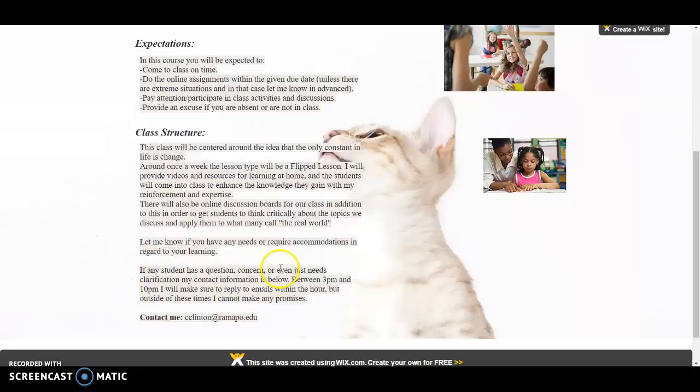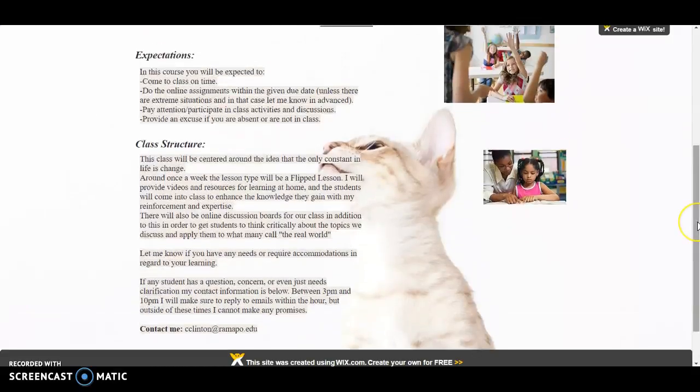And I made it clear when I would be available if they wanted to contact me by email, and what hours I would definitely respond by, just so they are clear on when they can ask anything of me.